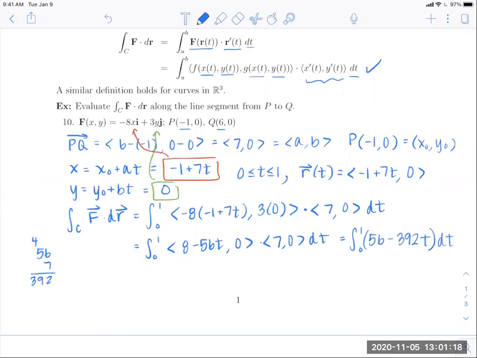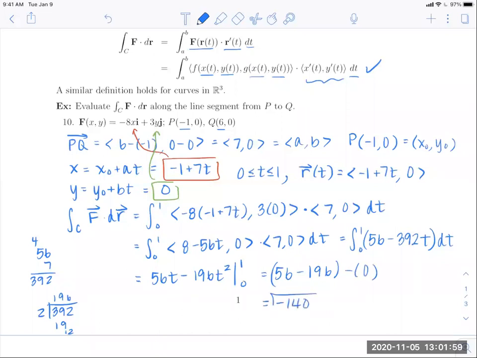So now we have an integral that looks like something we learned in Calc 1. We can just integrate directly. This becomes 56t minus 392 divided by 2, which is 196t squared, all of this going from 0 to 1. Then applying the fundamental theorem of calculus, we get 56 minus 196. Of course, the other term would just be 0. And so we get a final answer of -140.